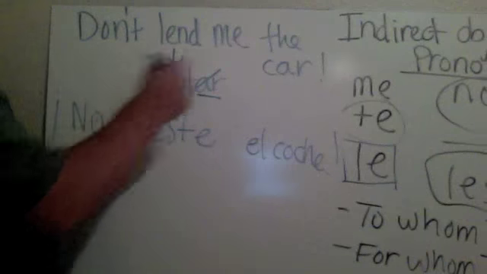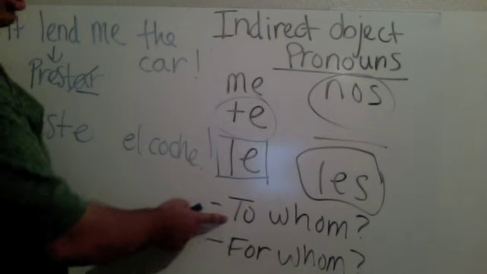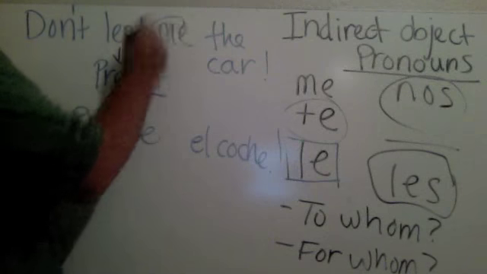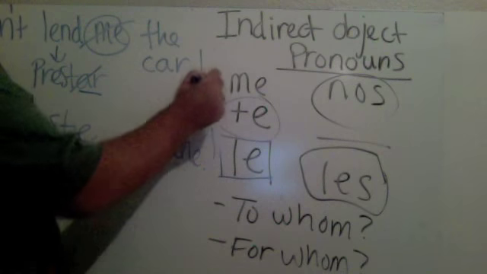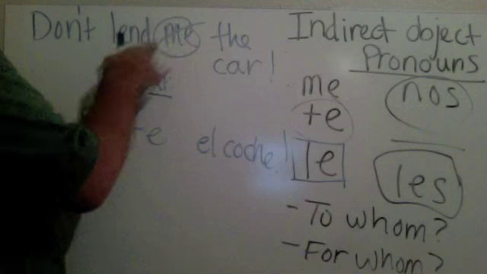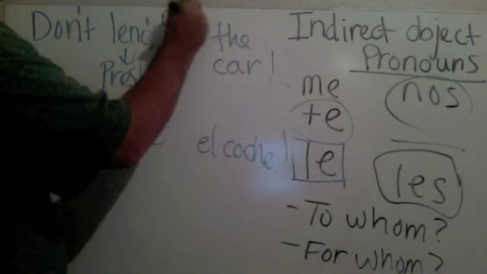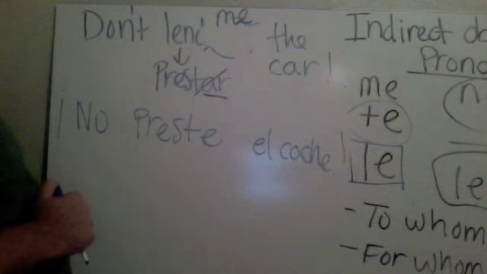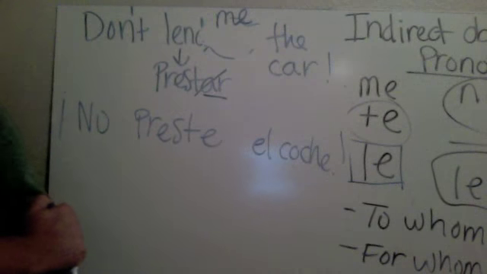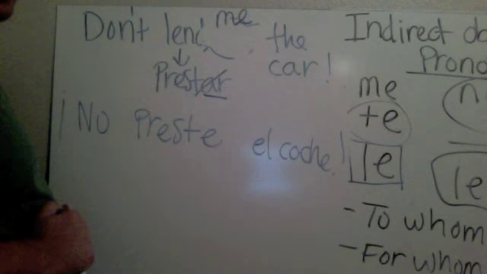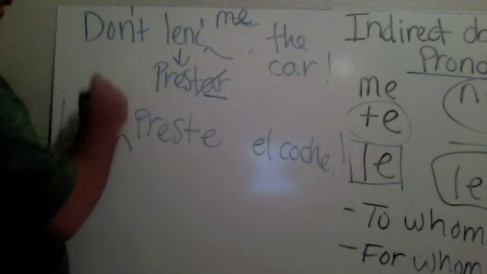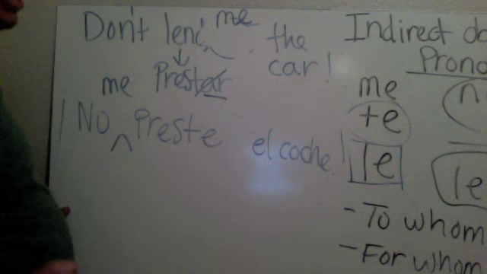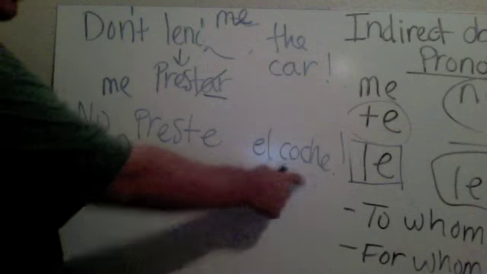Now, we've already established don't lend the car. To whom? To me. What's our indirect object we will be using? Me. Okay, so we're going to use me. Now, where are we going to place it? This is a command, so we don't really have many options. It's either one or the other with commands, either attached or before the command. This time it's going to be before. No me preste el coche. Don't lend me the car.